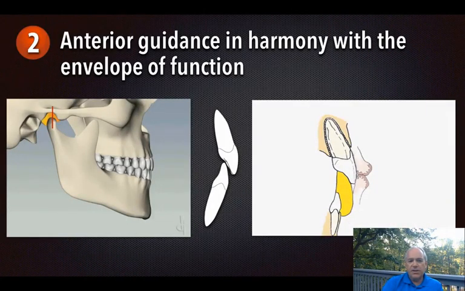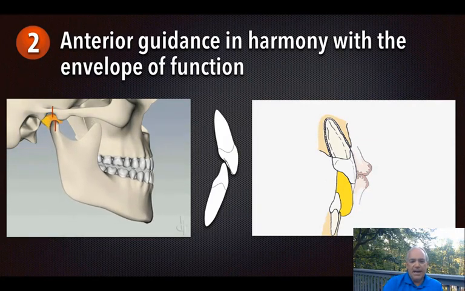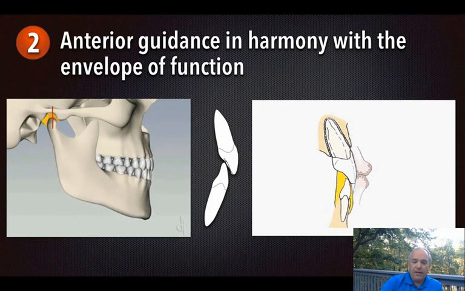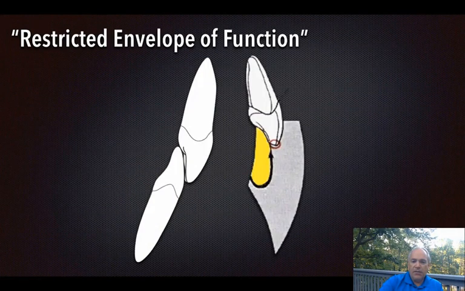I want to revisit this concept of envelope of function. And remember what we said, the rule is anterior guidance in harmony with the envelope of function. And so as we go inside out here, the anterior guidance part is pretty easy. You want to have the front teeth excluding the back teeth. But the envelope of function part is a little more tricky, because how that lower jaw travels is like a fingerprint to each patient. And when we're restoring front teeth or moving front teeth, we have to make sure we don't violate that. Well, let's look at what can happen.